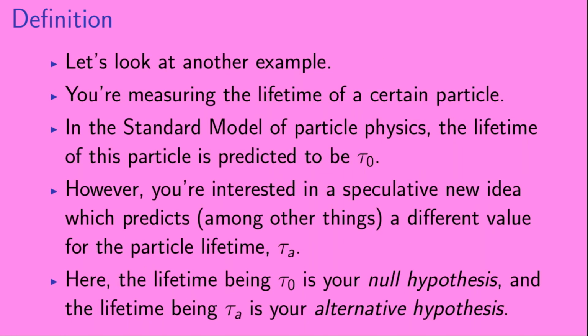Okay, let's look at another example. You're measuring the lifetime of a certain particle. In the standard model of particle physics, the lifetime of this particle is predicted to be τ0. However, you're interested in a speculative new idea which predicts, among other things, a different value for the particle lifetime, which we'll call τA. Here, the lifetime being τ0 is your null hypothesis, and the lifetime being τA is your alternative hypothesis.